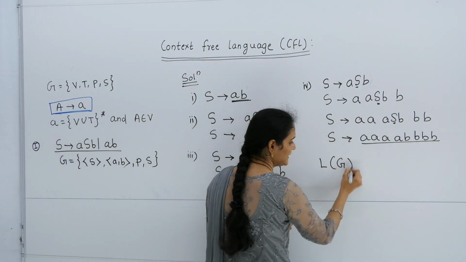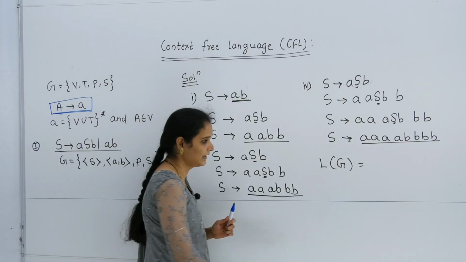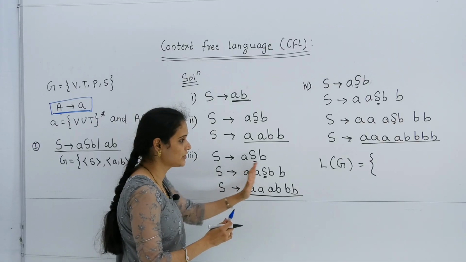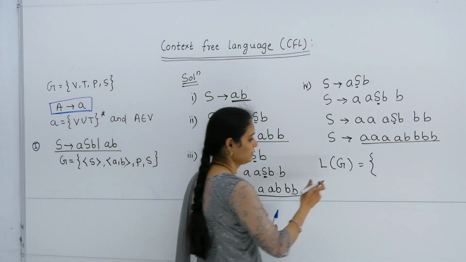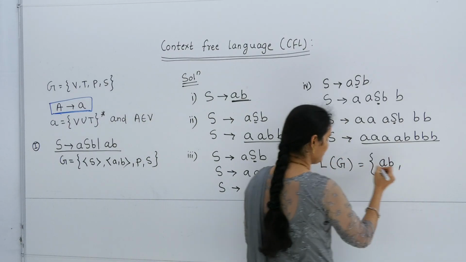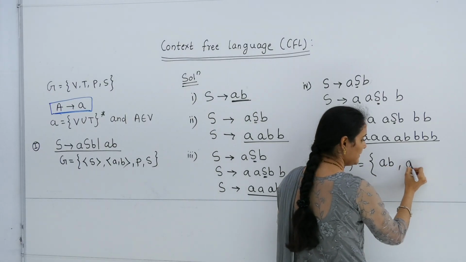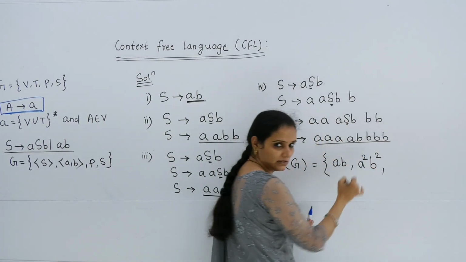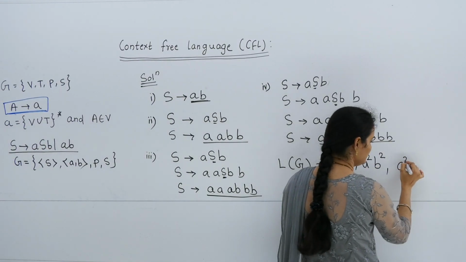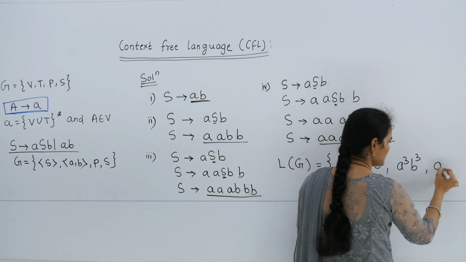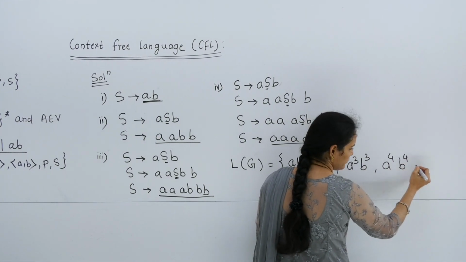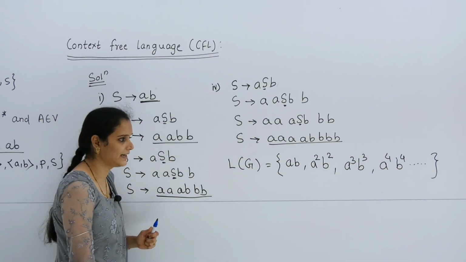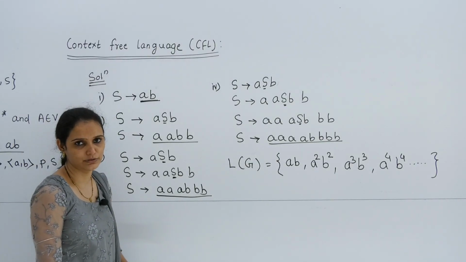So students, for the language of the grammar, first do one thing: write down all the strings which we have derived by using the grammar. The first string is AB, second string is AABB. What does it mean? A square, B square. Third string is A cube, B cube. Fourth string is A raised to 4, B raised to 4. So it is like this. All the strings we are going to generate by using the production rules given.